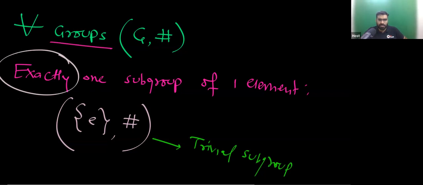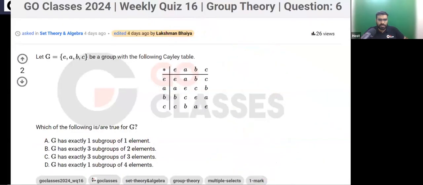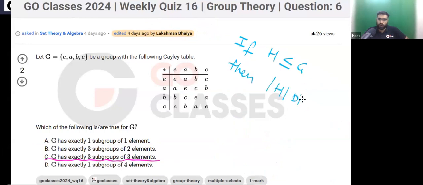What about the next? First of all, you tell me, how many subgroups of three elements are there? The answer will be 0. Because please understand that if H is a subgroup of G, then definitely the order of H will divide the order of G.